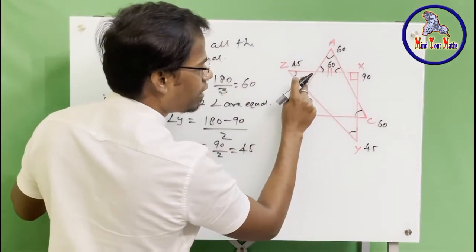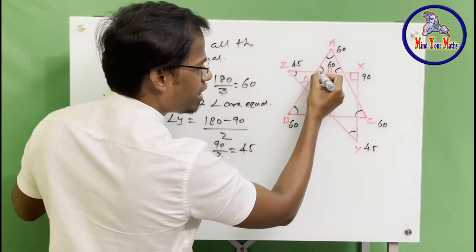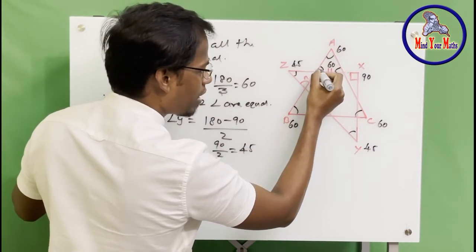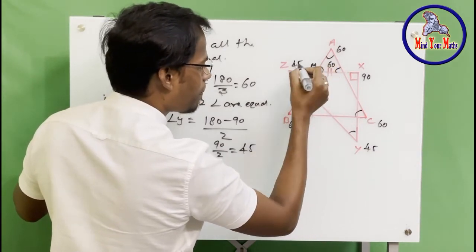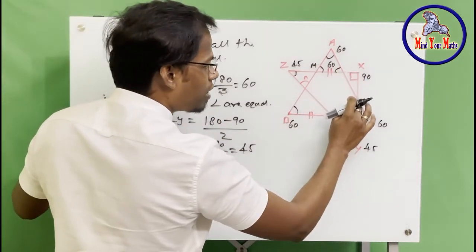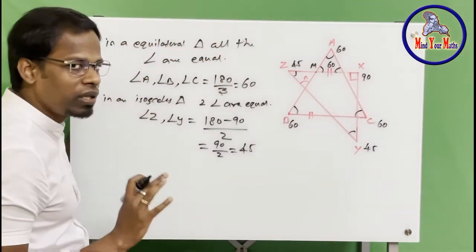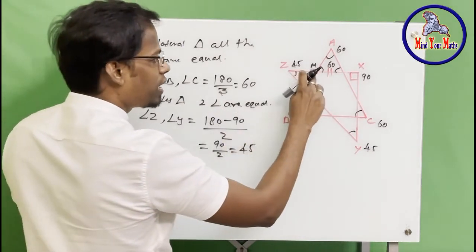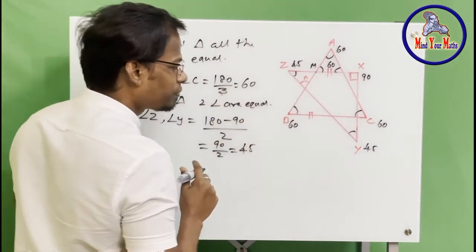Because we are going to find the value for n, let's give a name for this point. Let's give it the name M. It is always a good idea to give names to all the points that you are going to use. So here this is M, right?